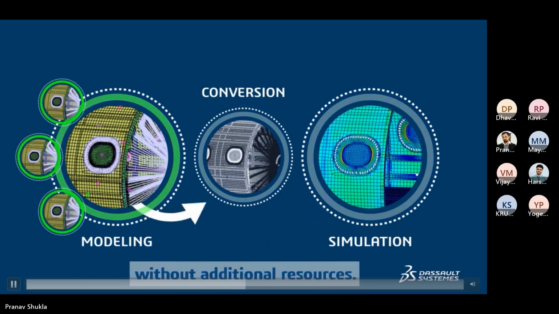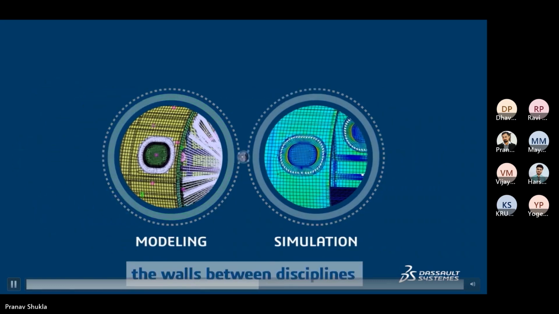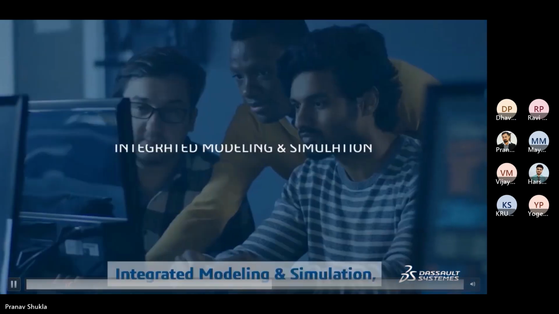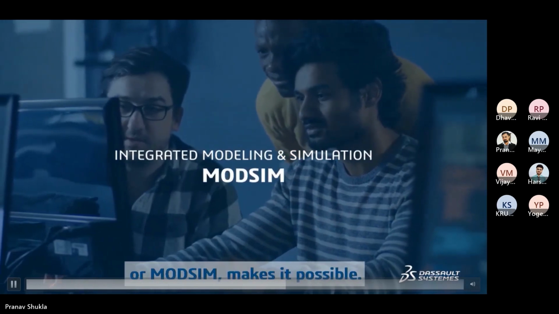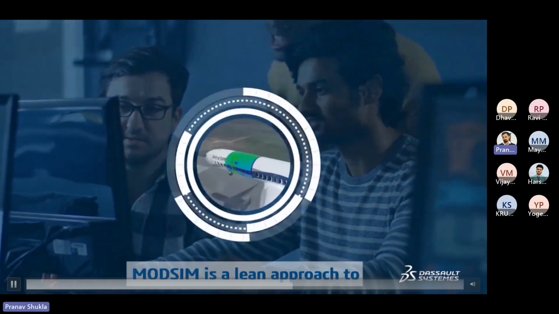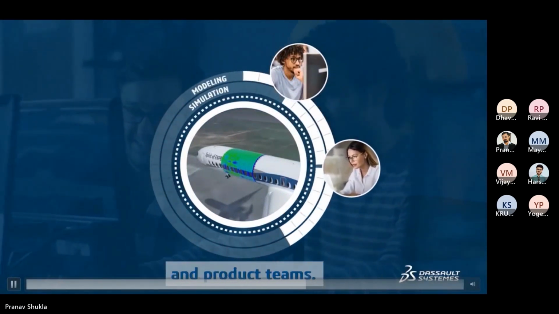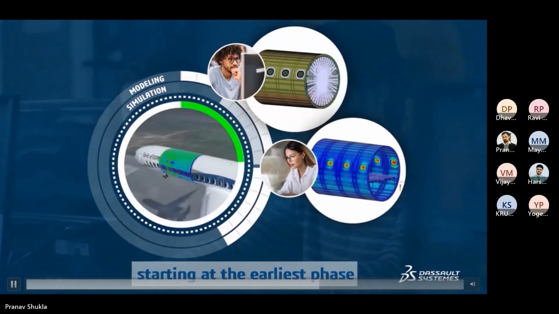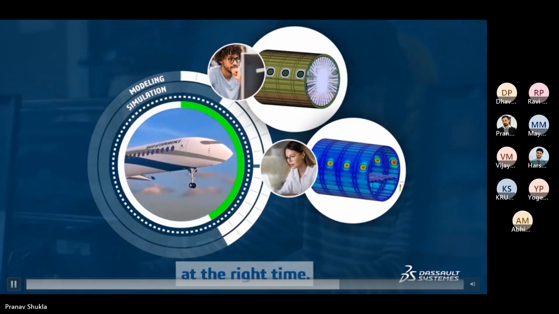without additional resources. What if you could break down the walls between disciplines and free analysts and designers to innovate in harmony? Integrated modeling and simulation, or MODSIM, makes it possible. MODSIM is a lean approach to engineering that can revolutionize the productivity of engineers and product teams. Seamless engineering, using one model and starting at the earliest phase of product development, allows engineers to confidently deliver the right product at the right time.